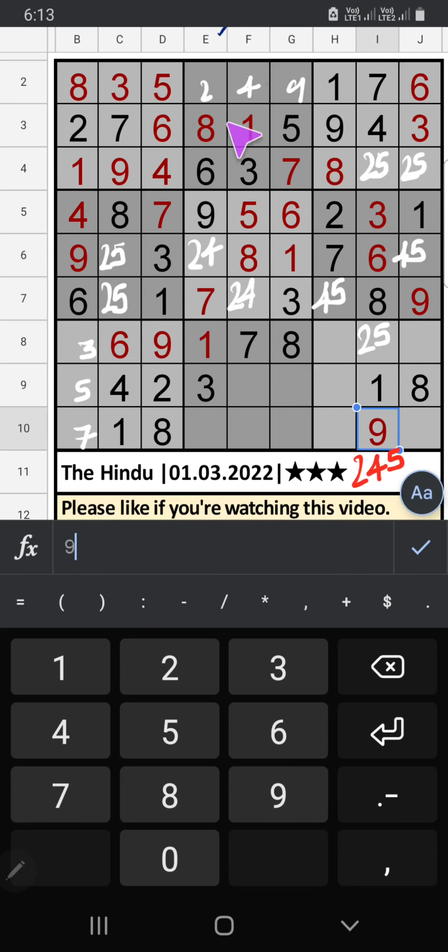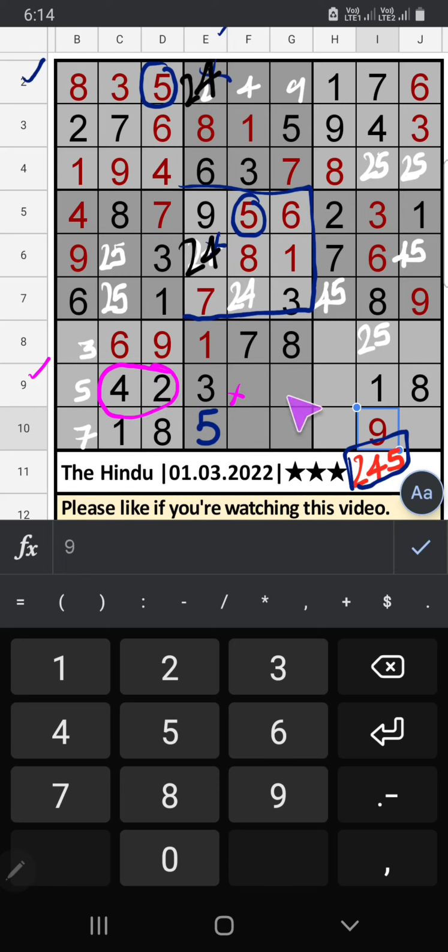Column E, 3 numbers are remaining: 2, 4, 5. 2nd row, we have 5. And 5th grid also we have 5. So 5 can't come in these cells. Then 5 is confirmed here. Then only 2 numbers are remaining, 2 and 4. It will come in any one of the cells. We will confirm later. 9th row, we have 2 and 4. So 2 and 4 can't come in these cells. It will come in any one of the cells. We will confirm later.